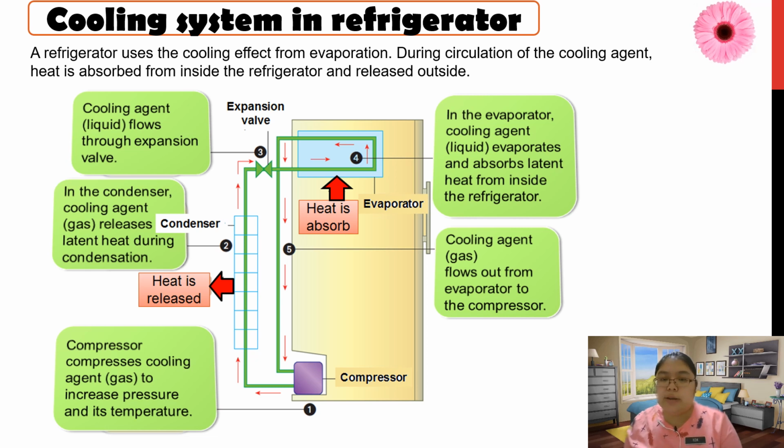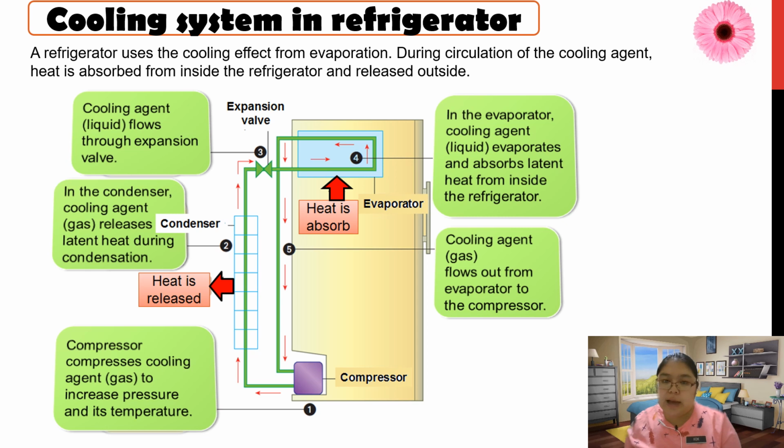So in the evaporator, the cooling agent, which is a liquid, will evaporate and also absorb latent heat from inside the refrigerator. All the heat in the refrigerator, it will absorb. So the refrigerator is now cool because the heat has been absorbed. When the liquid has absorbed the heat, it becomes a gas again. From here it goes to part number 5, coming down. The cooling agent becomes a gas and flows from the evaporator to the compressor.